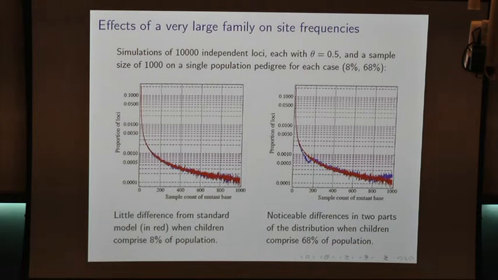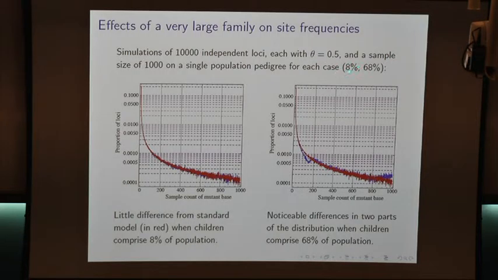I was also interested in site frequencies. Site frequencies are, if I look at each polymorphic site in a sample larger than 2 now, and I count the two different bases, and put them in bins based on the number of mutant bases, that's what this picture depicts. I made a really big sample for this picture, a sample of 1,000. So I'm counting things up from 1 up to 999, the number of mutants in the sample at a polymorphic site. And each of the loci has a theta of 0.5.